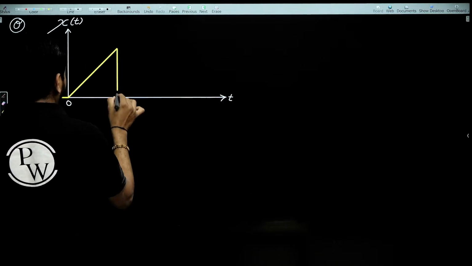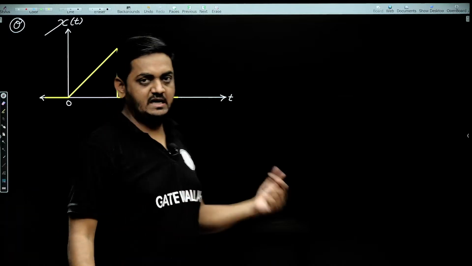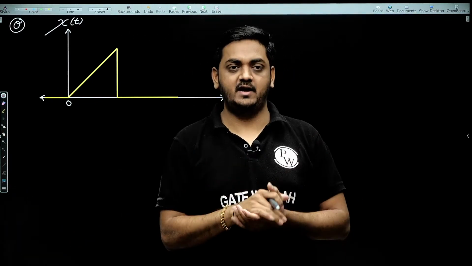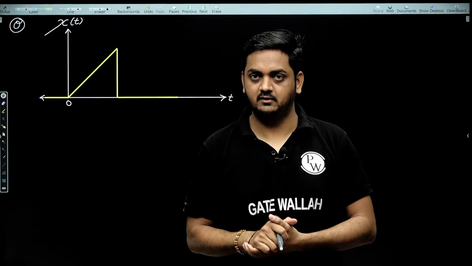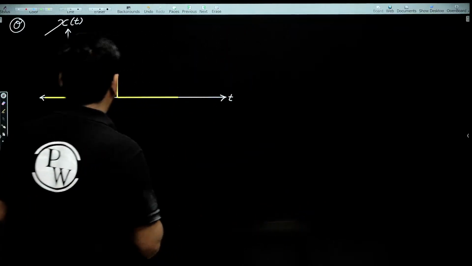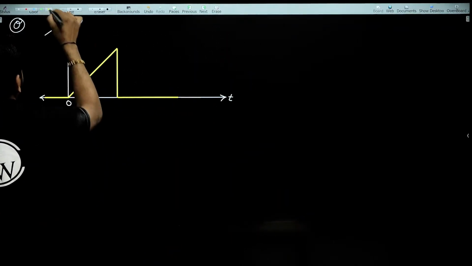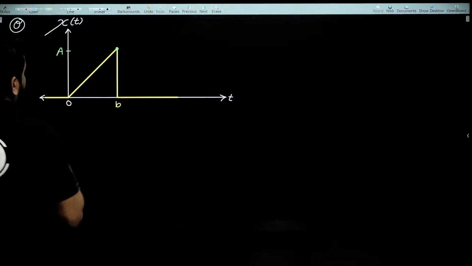For simplicity, I am considering a right angle triangle, and the final answer will be applicable for any type of triangle, whether it is a right angle triangle or any other type of triangle. Correct? Remember this thing. For simplicity only, I took here a right angle triangle. Let us consider here the maximum amplitude of this triangle is A.